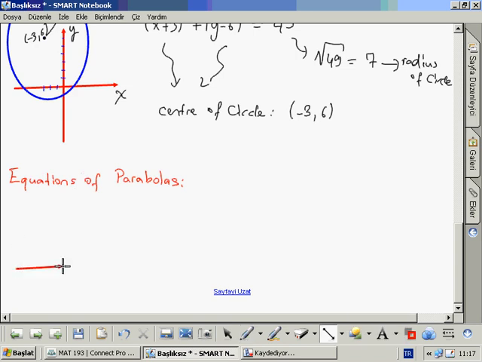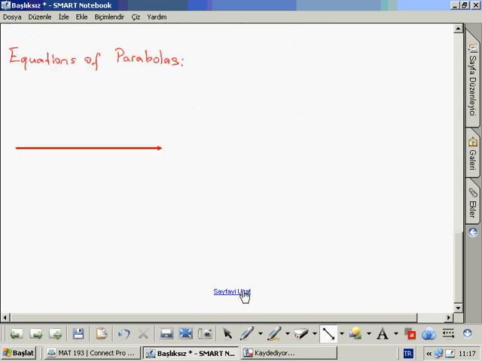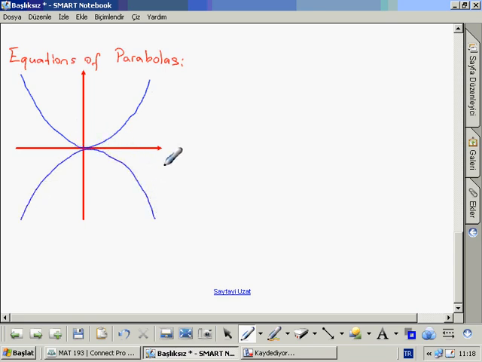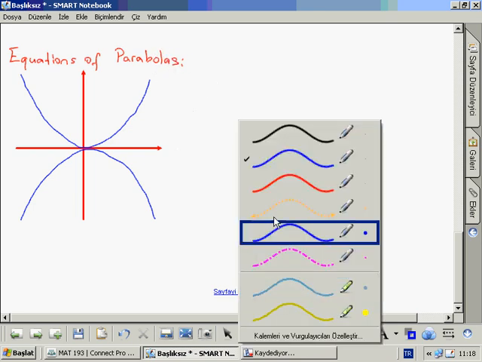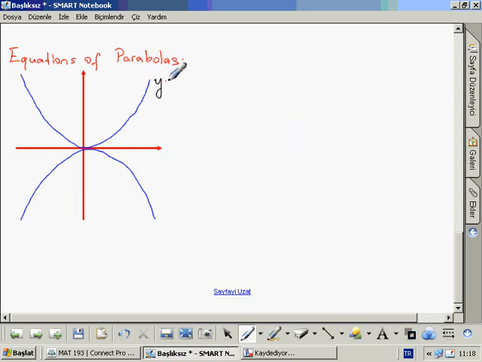In the coordinate system, this is y equals a times x squared, and this is the y equals minus a x squared parabola.